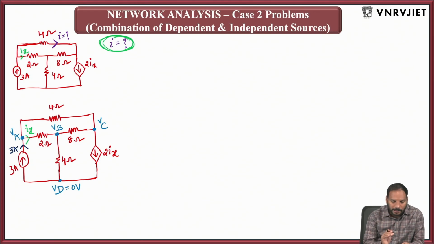It is not the dependent current source, it is the independent current source. So the current coming out of it is how much? It is 3 amperes.